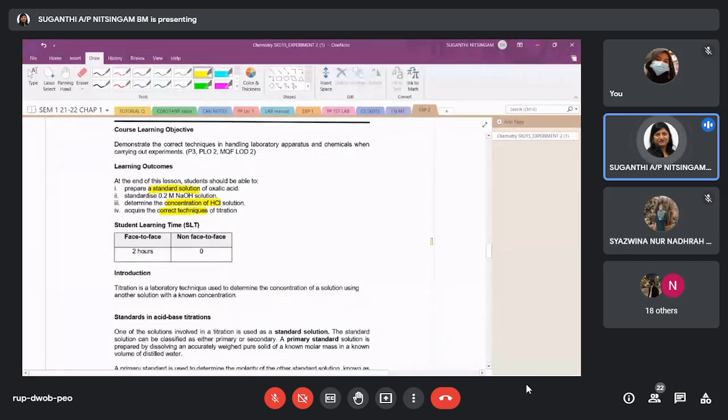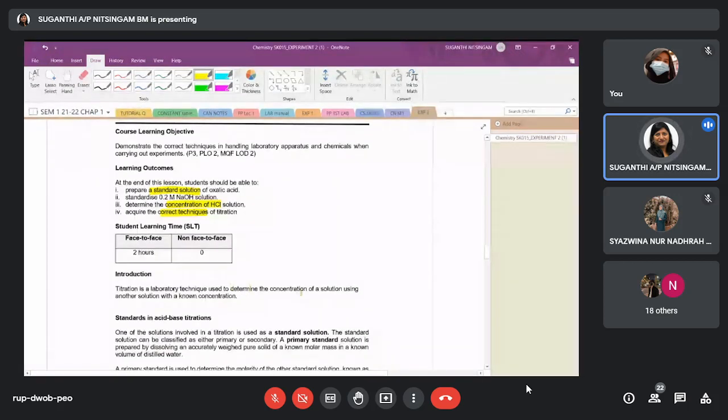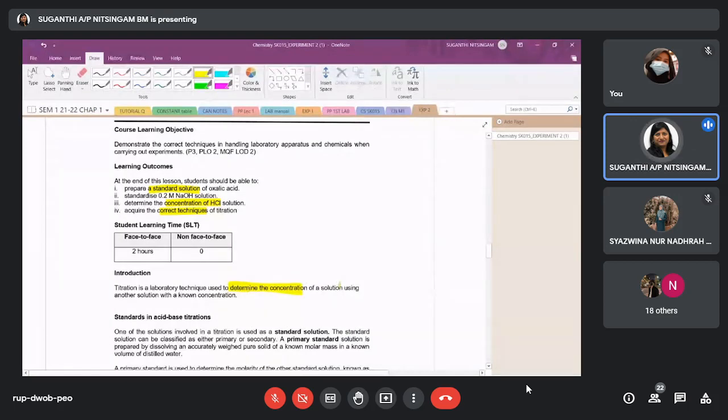Okay, so these are the 4 learning outcomes that we want to see. So titration is a laboratory technique used to determine the concentration of a solution using another solution with a known concentration. So the main aim here is we want to determine a concentration using another solution of known concentration.